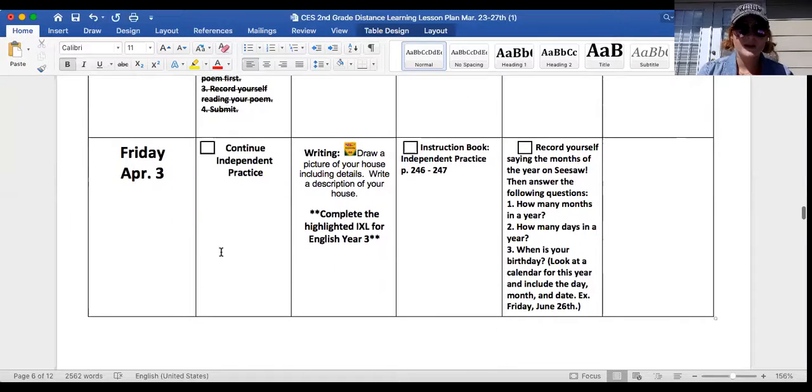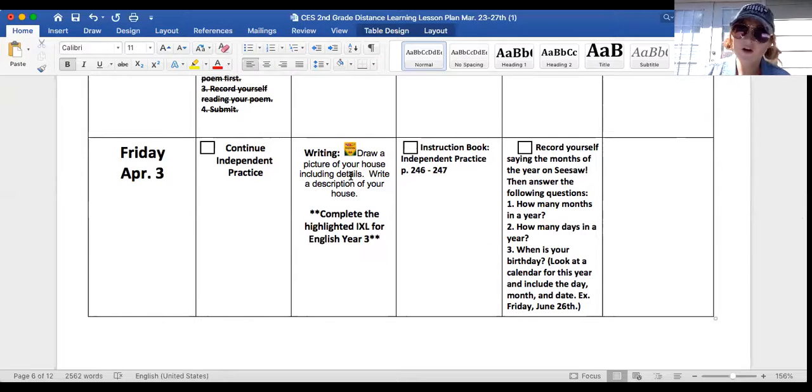Today is Friday, and we are going to go over the lesson plan for today, which is: continue the independent practice in your reading workbook, pages 250 through 255. Writing: draw a picture of your house, including details. Write a description of your house.